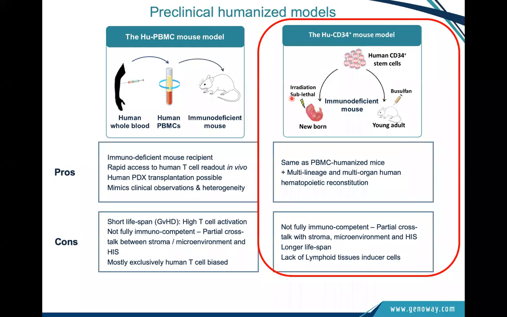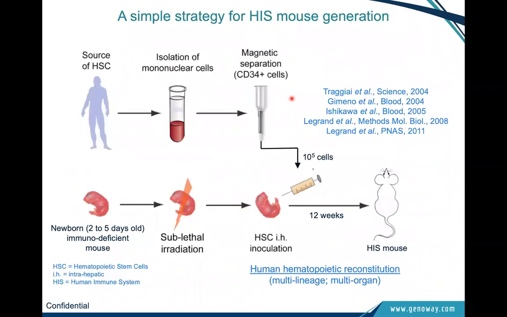What we recommend to do is to humanize those mice with CD34 positive cells. How does this work and why do we do this? So the principle is the following one. You take animals which are newborn, which you reconstitute by intrahepatic injection of human CD34 positive cells from cord blood origin. If that works, 12 weeks later, your mice will develop a human immune system.